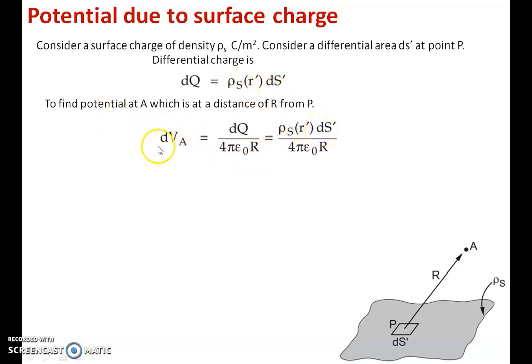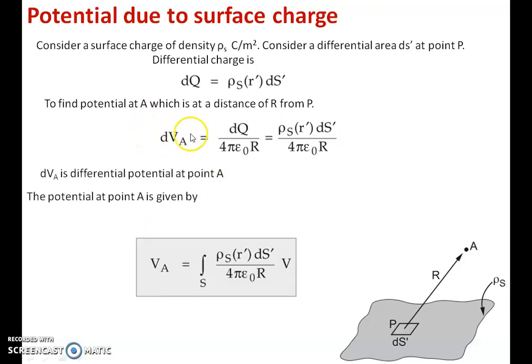Now this is the potential due to this small elemental area. To find the total potential at point A because of this total sheet, we integrate with respect to surface area. So I can write VA is equal to the surface integration of dVA. So what is dVA? dVA is rho s of r dash into ds dash divided by 4 pi epsilon naught into r. Substituting that, you will get VA is equal to the surface integration of rho s of r dash into ds dash divided by 4 pi epsilon naught into r.